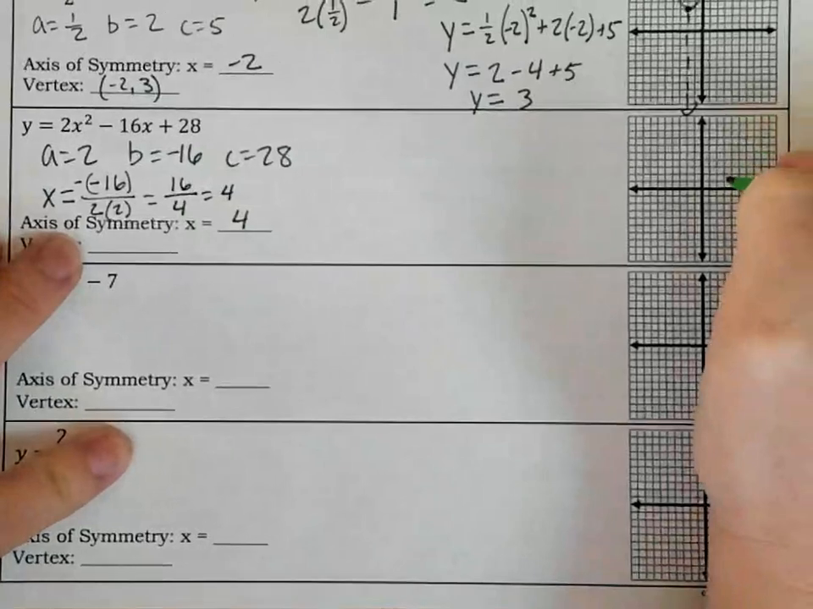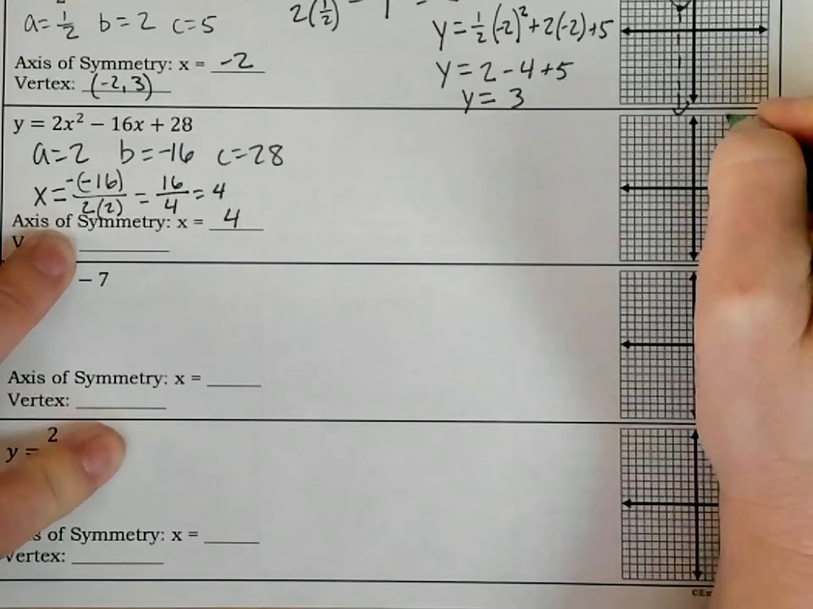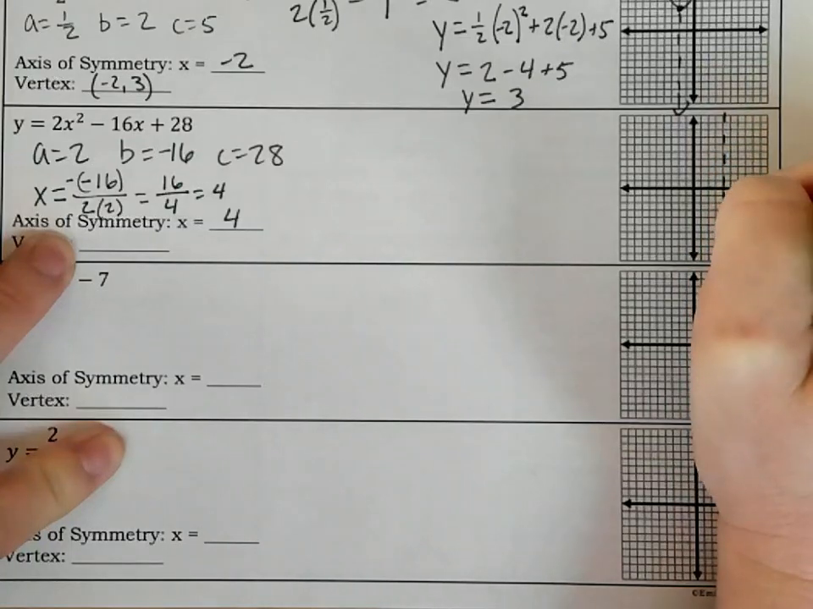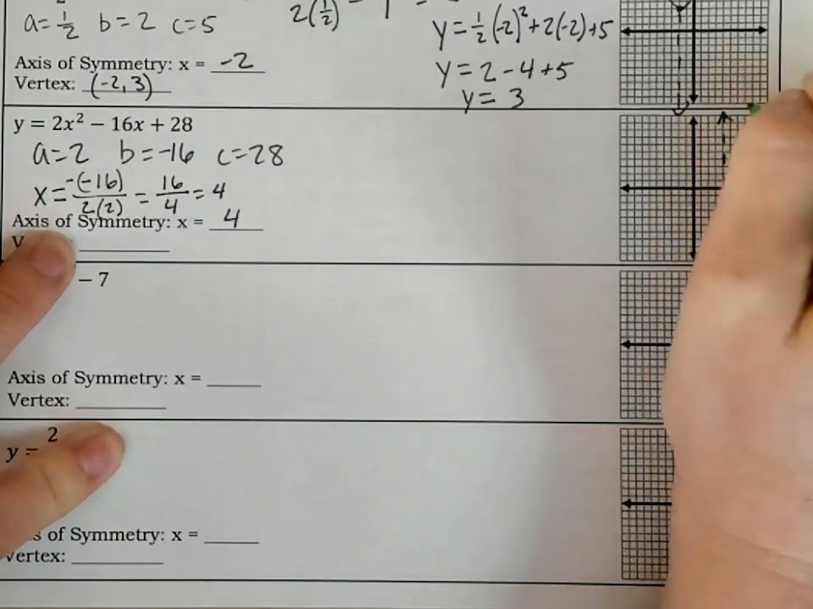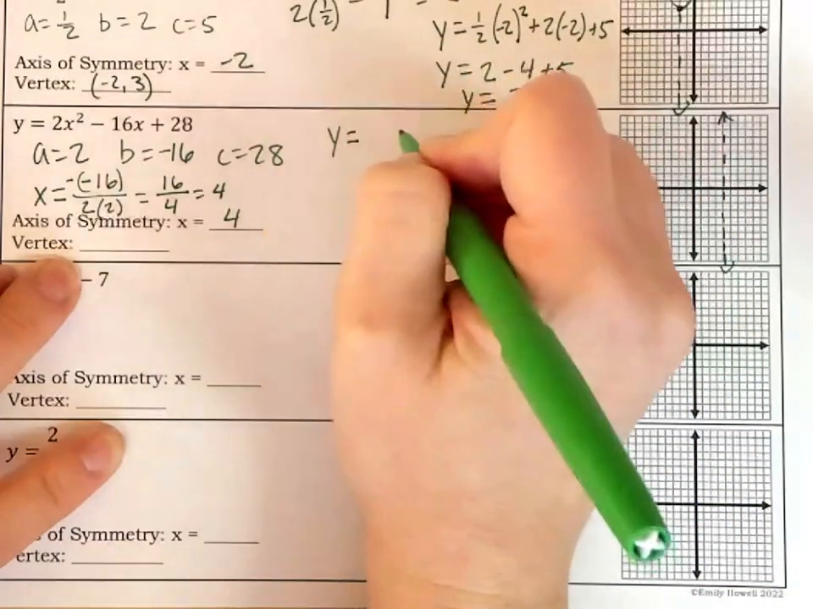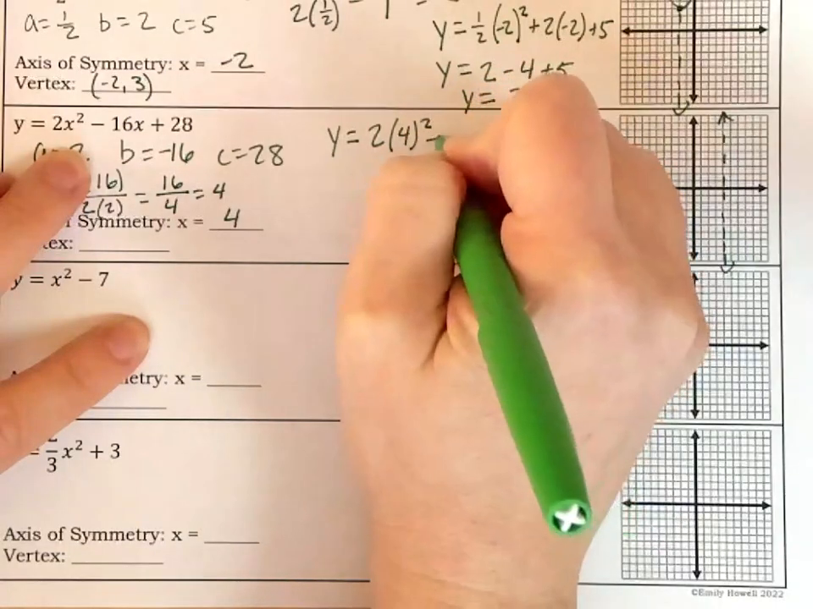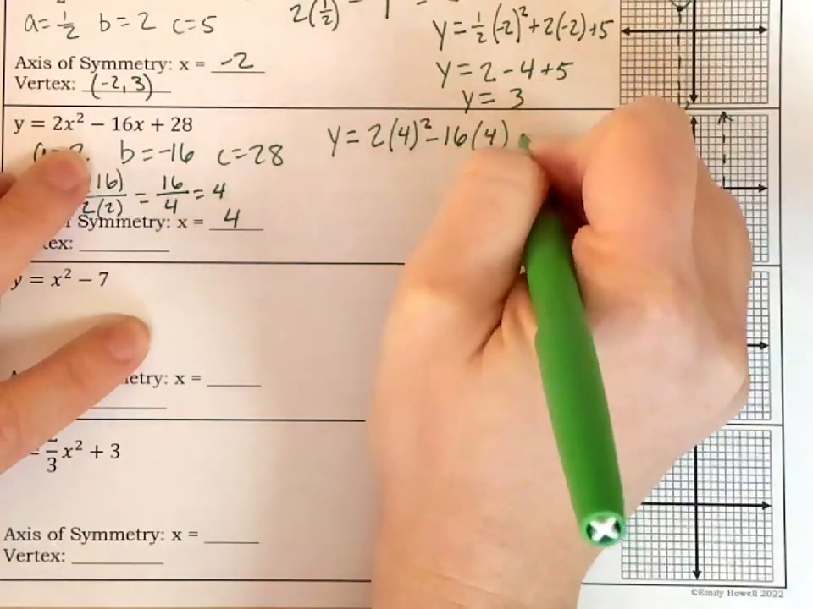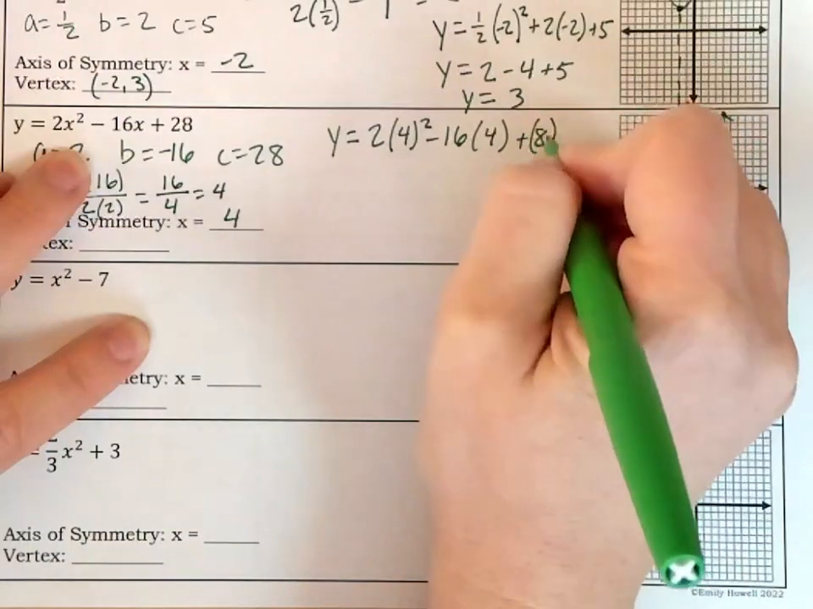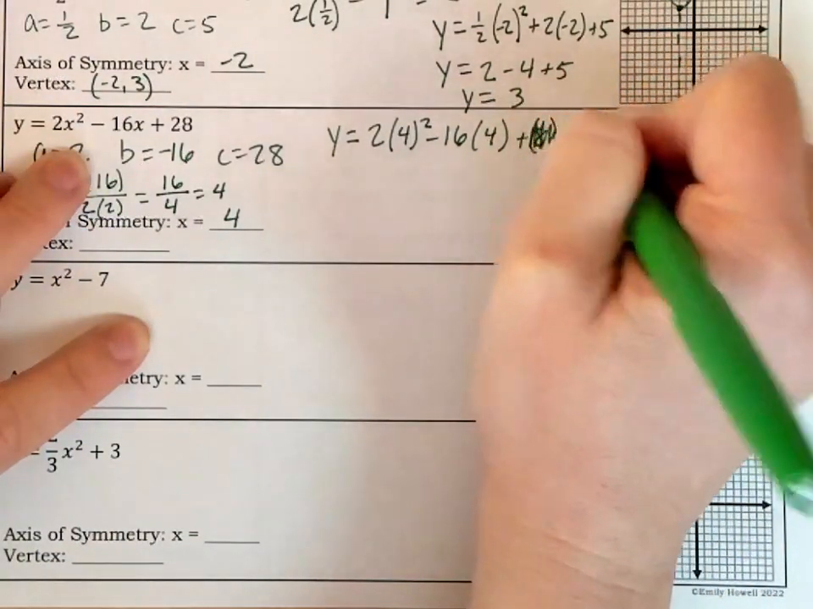So this time I'm going to have a positive axis of symmetry. So I'm going to be moving to the right on my x-axis and drawing my vertical line right there. All right, from there, I look for my vertex. So I'm going to plug in these points once again into that same equation. So 2 times 4 squared minus 16 times 4 plus 28.